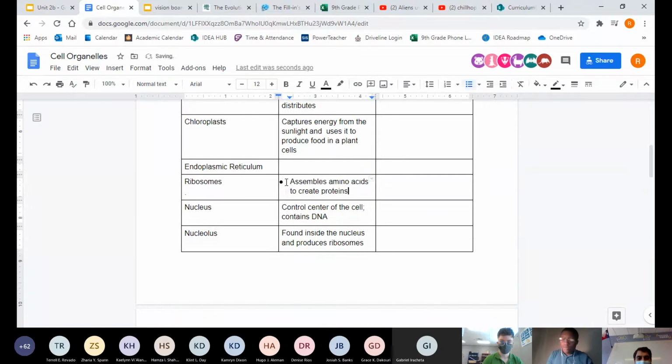And proteins pretty much do everything. So if you've ever been to like Sunday school, they say that Jesus is the answer to every question, right? In biology, it's going to be proteins. Proteins are almost always the answer to everything. Proteins just do everything.